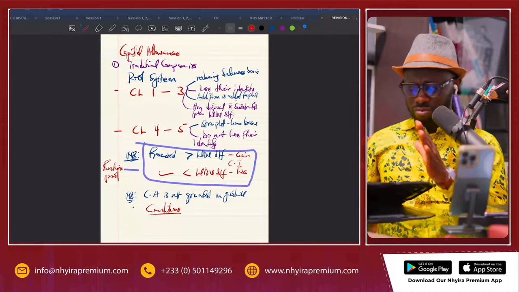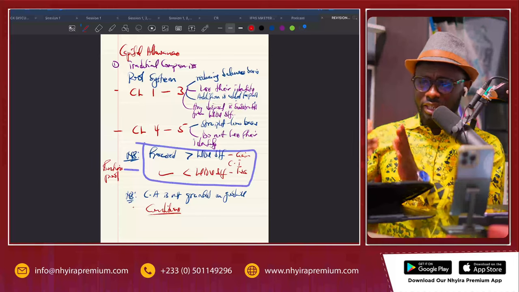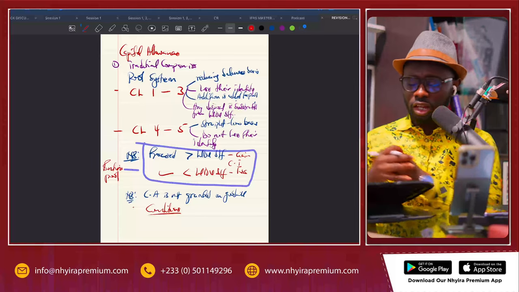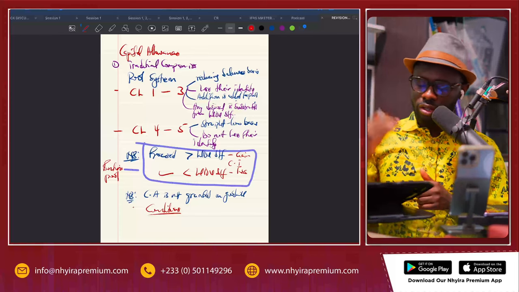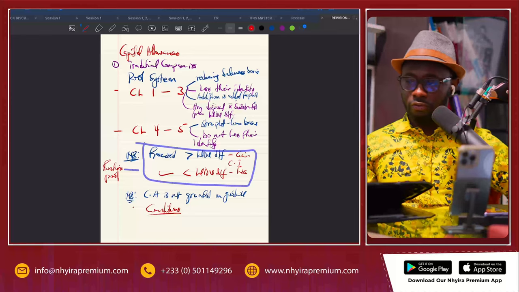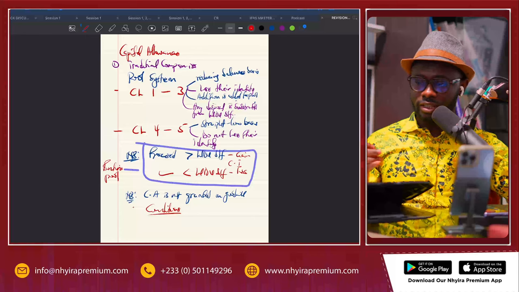So for traditional companies, these are the various things that we need to understand when it comes to dealing with the pooling system for them. Yes, Daniel, your hand is up.